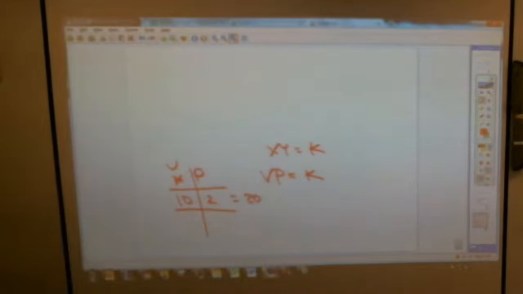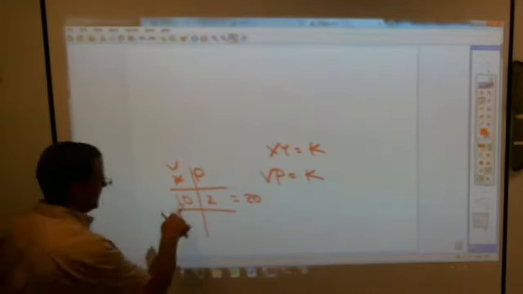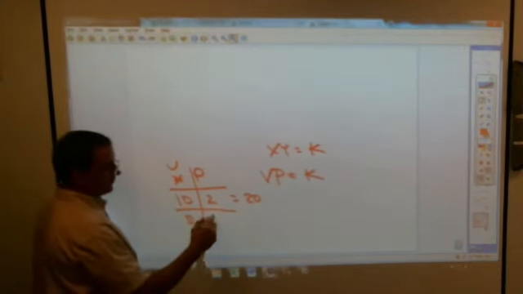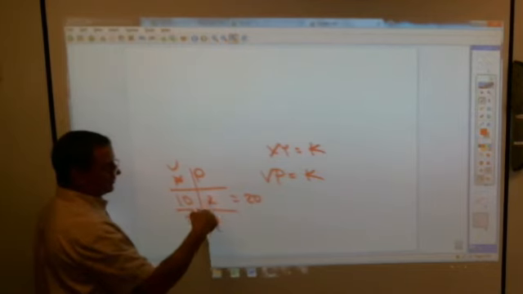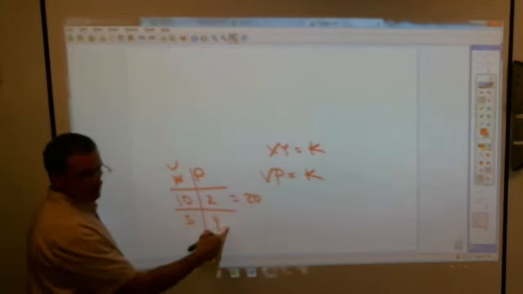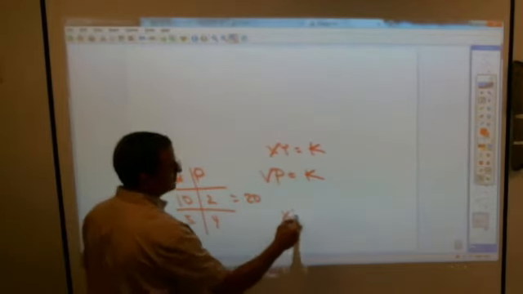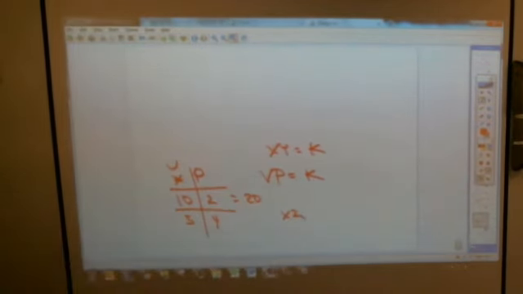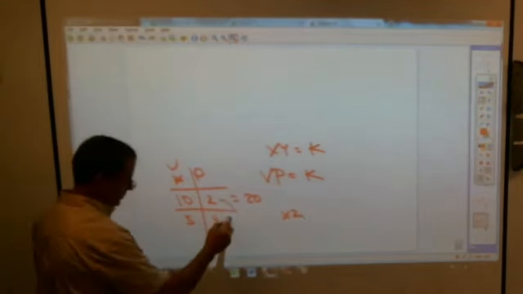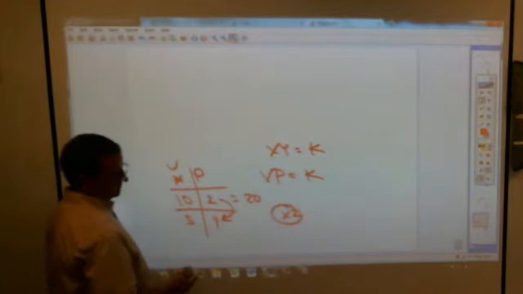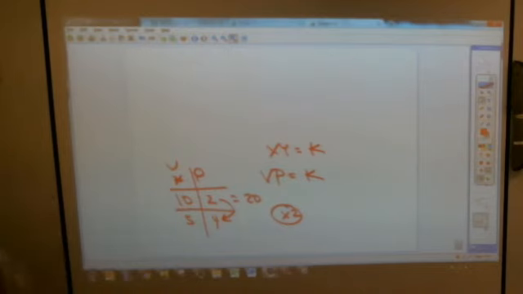Now, what do they tell you happens? The volume was squeezed to half. So what is half of 10? 5. So what would the pressure have to be? 4. So what happened to the pressure? It went from 2 to 4, so it doubled, times 2. And that's the actual answer for that. It says, by what factor did the pressure go up? Times 2. So just get that in here.